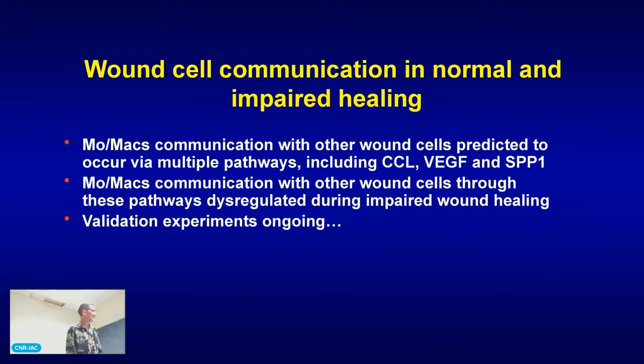All right, so to tie up that part, we're looking at the communication between our favorite cells, the monocytes and macrophages, with other wound cells. Lots of different pathways that are predicted to occur. A lot of them have been reported before in the literature, some of them have not, and again, validation experiments are ongoing. So it gives us a rich source of targets to follow up, more than I'll be able to follow up in a lifetime.